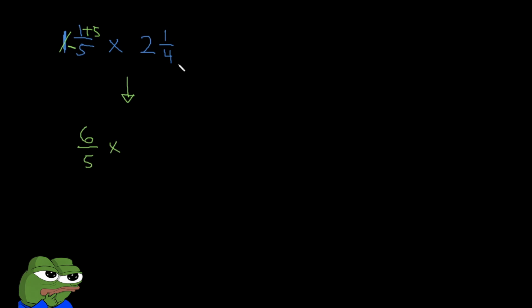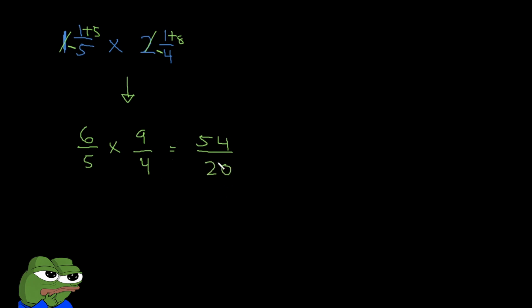Multiply this with what? 2 and 1/4. So same thing, 4 times 2 is 8. Add it on top. Remove the whole number. 1 plus 8 is 9 over 4. So this becomes 6 times 9, okay, is 54. 54 over 5 times 4 is 20.